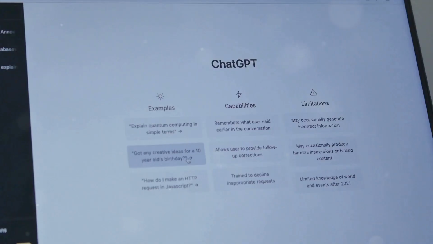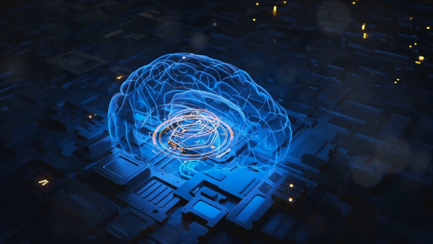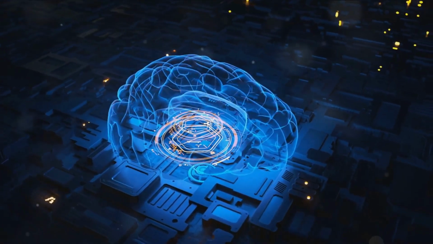The ethics of jailbreaking ChatGPT revolve around a central theme: responsibility. Responsibility in how we use the technology, in how we respect its limitations, and in how we ensure our actions do not harm others.